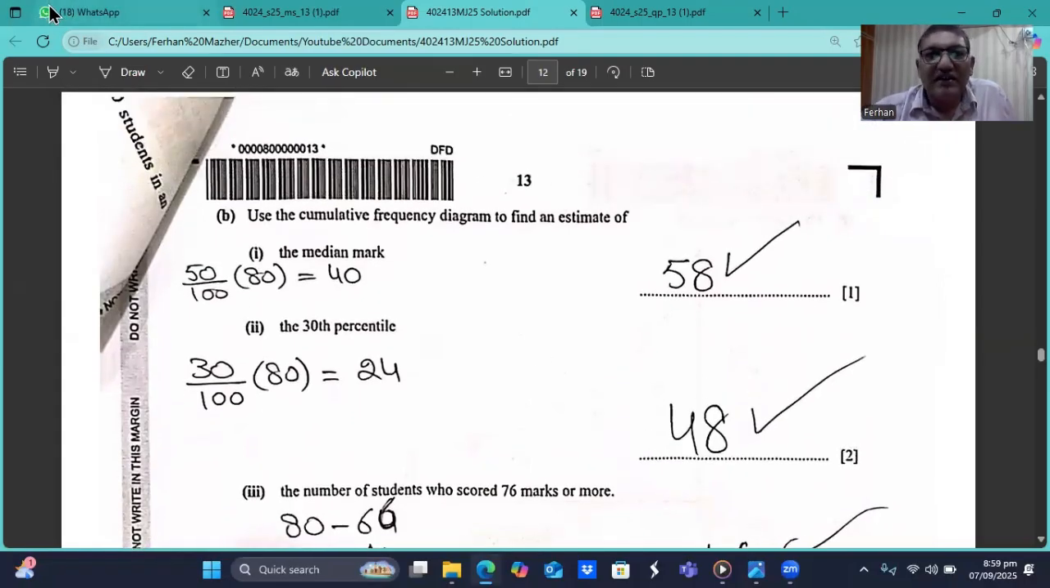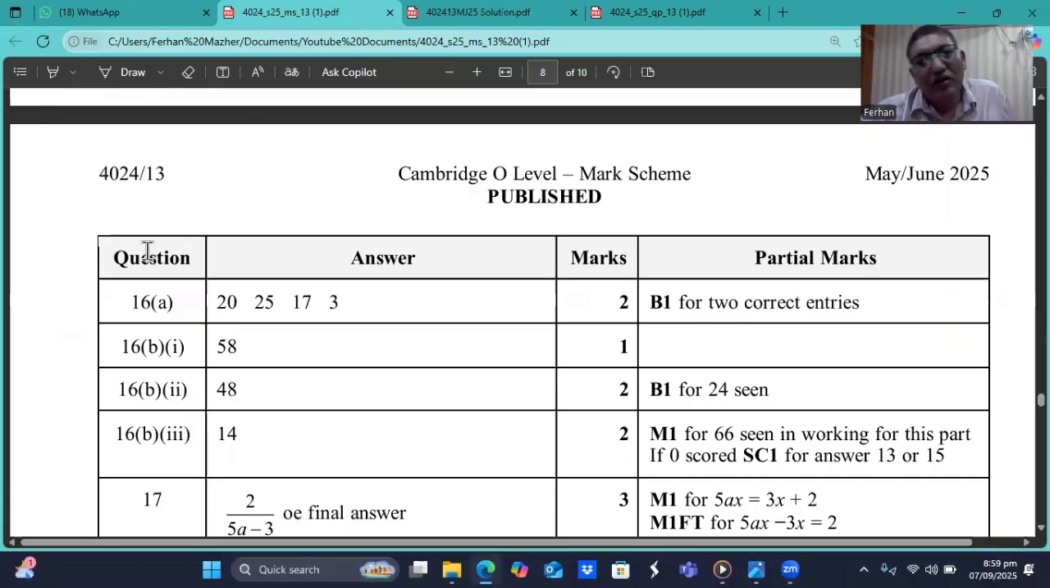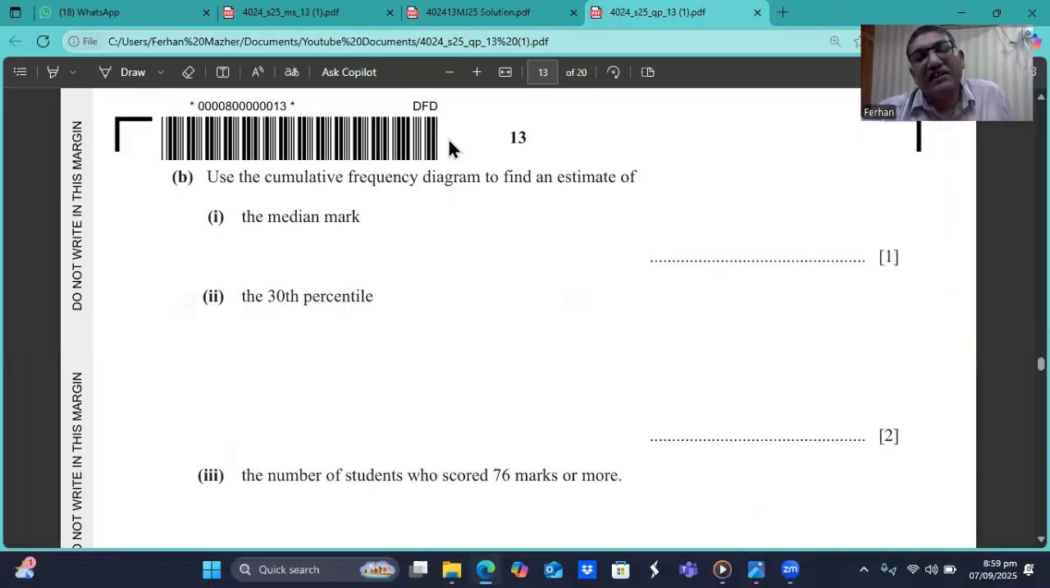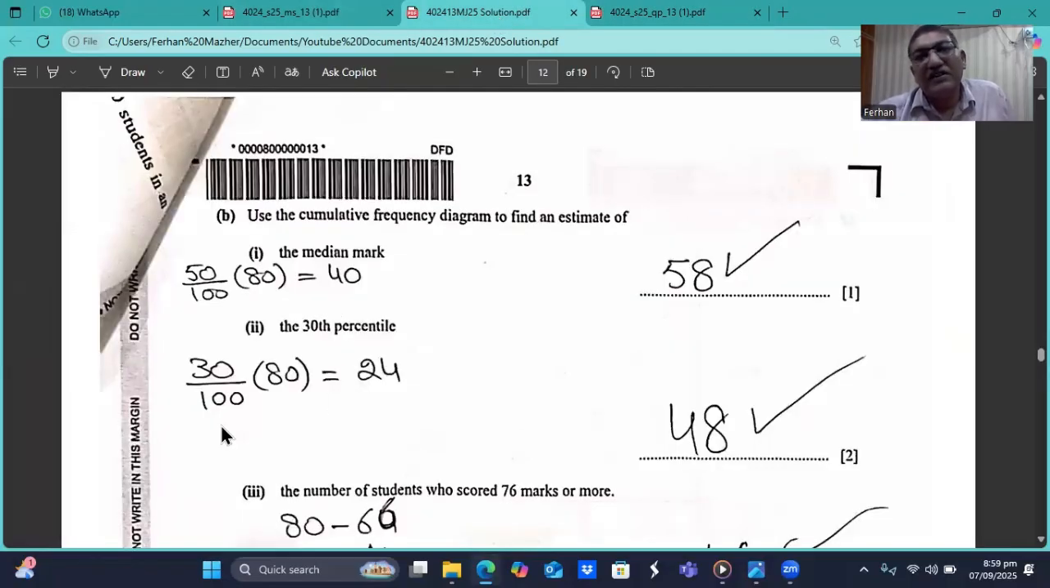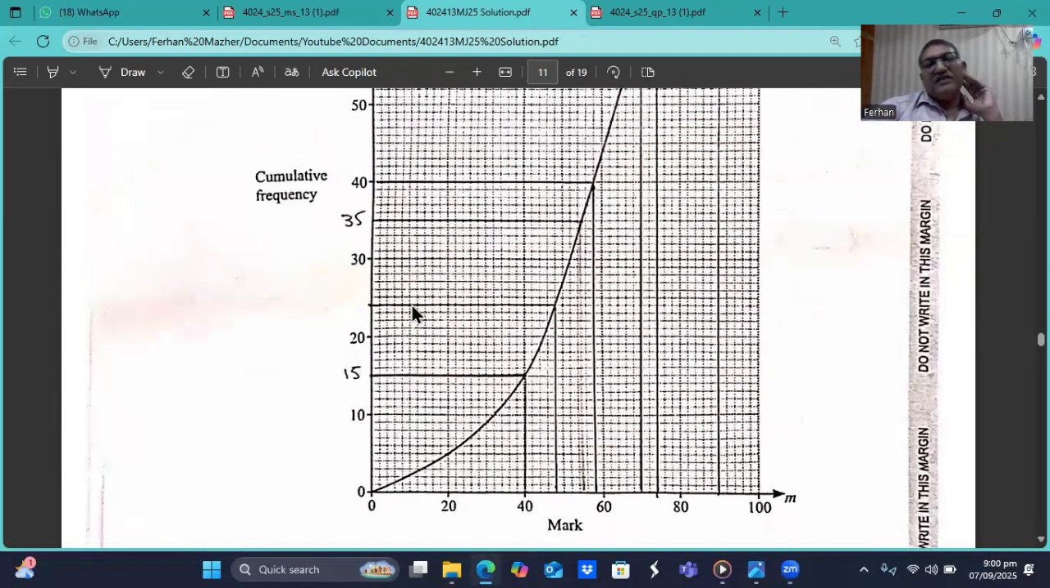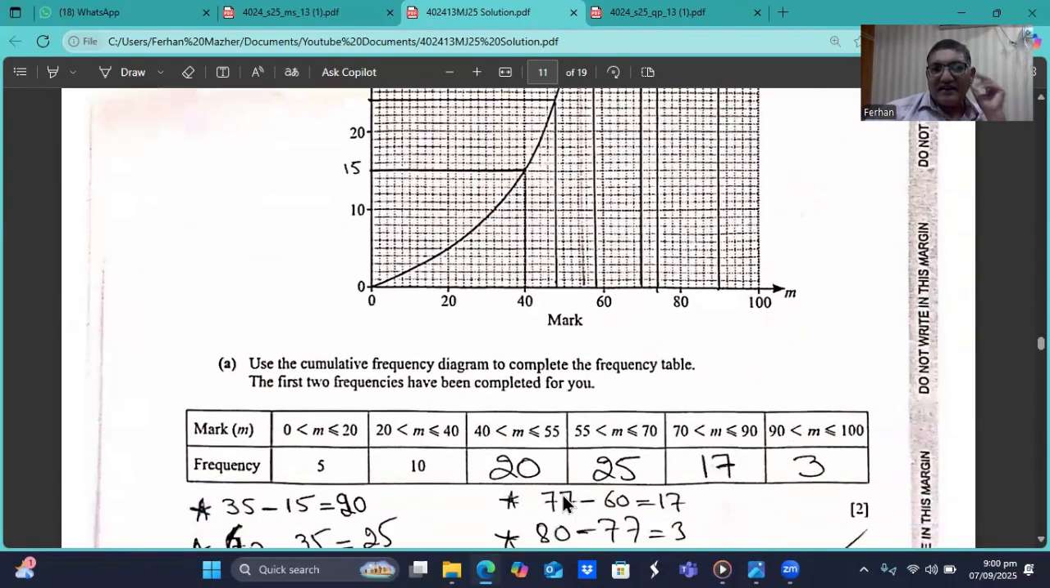I hope you will have a hard copy of this paper, or you can download this paper also, to make things easier. Okay, then it says the 30th percentile. So 30% of the last number in the cumulative, that is 80. So 30 divided by 100 multiplied by 80, and that will be 24. On the cumulative frequency curve, where is 24? 24 is here. From there, I will go to the graph. When I intersect the graph, I will go down to the x-axis and check what is the value there. This value looks to me like 48.